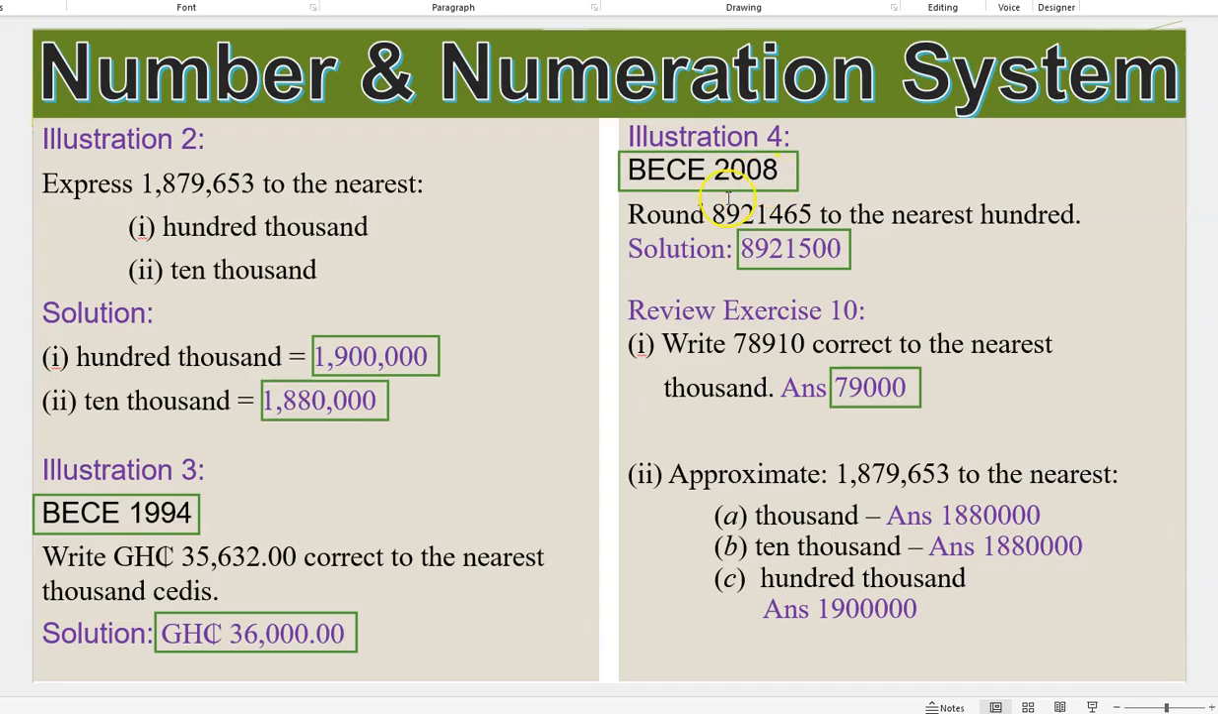BECE 2008, round 8,921,465 to the nearest 100. 100 falls here. So when we take 1 from 6, we add it to the 4, making 5. So it's going to be 8,921,500. And that's review exercise 10. That's a question. That's the answer. And then we have another question here, and these are the answers.